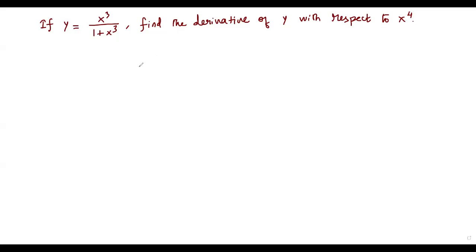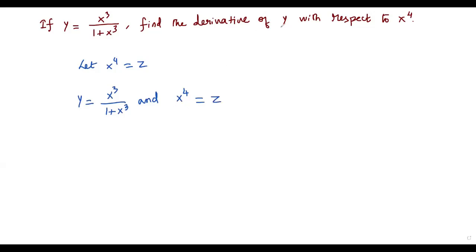Okay, so now in the first step I'm going to assign a new variable for this x to the fourth power. That is, I assume let x to the fourth power equal z. Now let me take the original function over here, that is y equals x to the third power over 1 plus x cube, and also we have assigned a new variable z, that is x to the fourth power equals z.